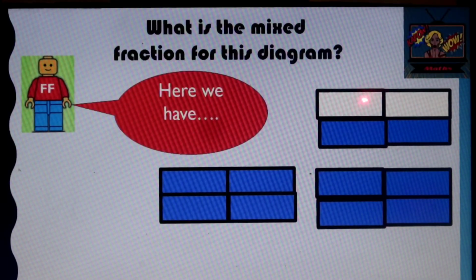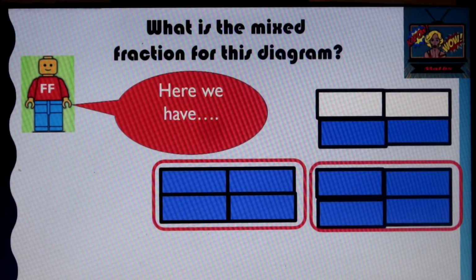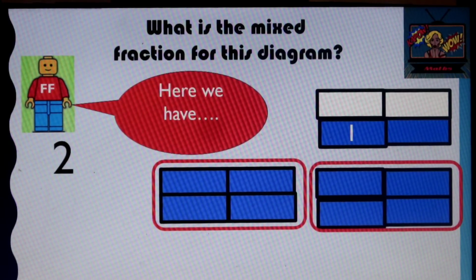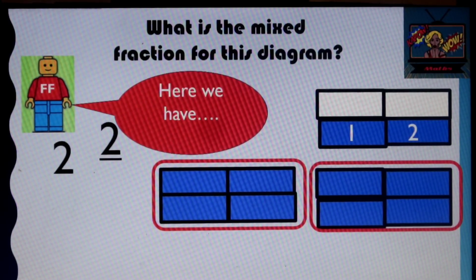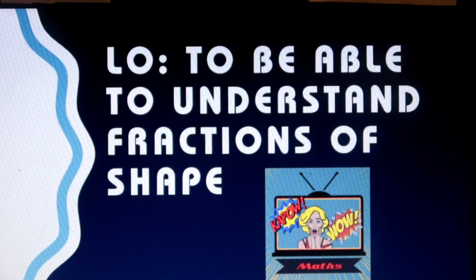Let's try and do this one. So there's quite a few more. So let's find how many wholes. You can pause it, try to answer it, and then do it. Let's go. So we got 1, 2. So yes, we've got 2 wholes, and now this one we need to count how many are purple. Go. So we've got 1, 2. So we've got 2 wholes and 2, and how many altogether? 3, 4 in that one. So that's 2 and 2/4. 2 wholes and 2/4. And that is how to be able to understand fractions of a shape.